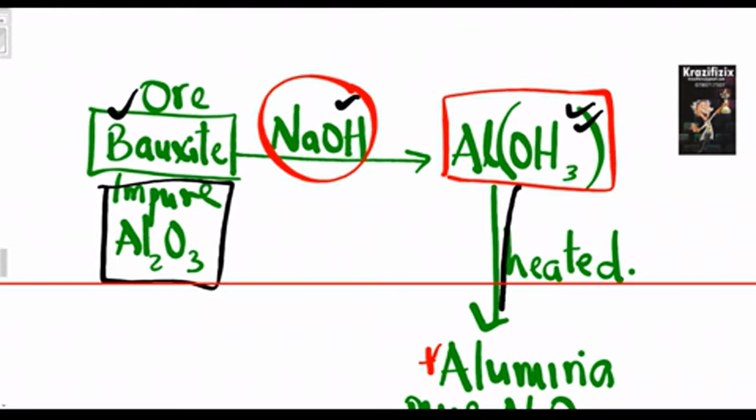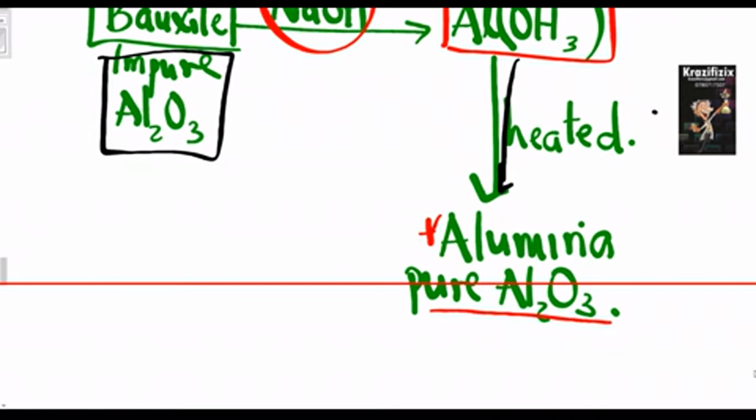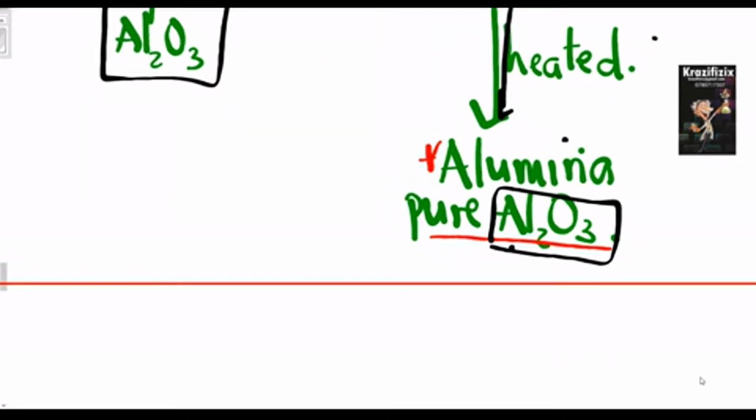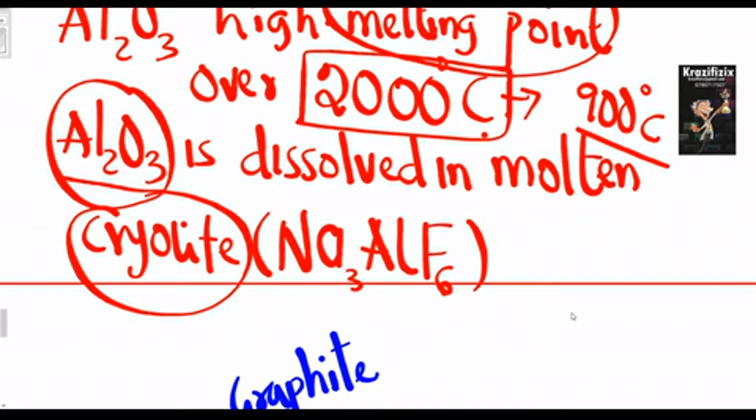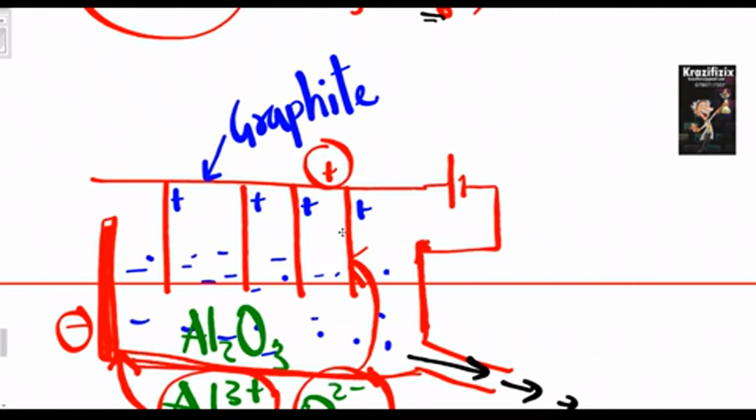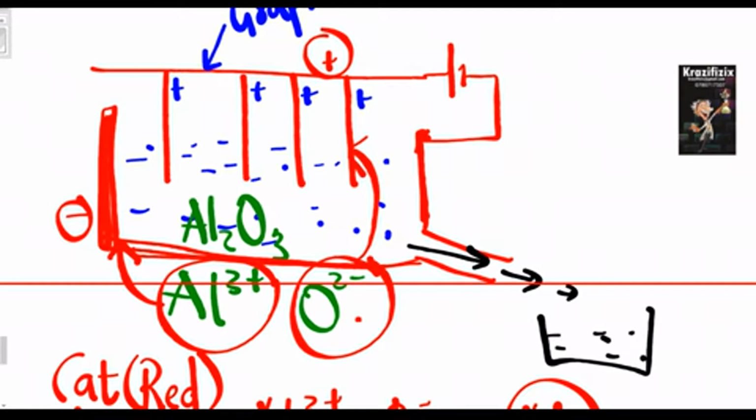This is then heated. Already we're using electricity to produce pure aluminum oxide, which is aluminum. But this, again, we said, has a very high melting point, hence it needs to be dealt with by dissolving in cryolite. Again, we had this where the fluorine came in. We dissolve that in cryolite. This now becomes our electrolyte, and we have our setup like this.